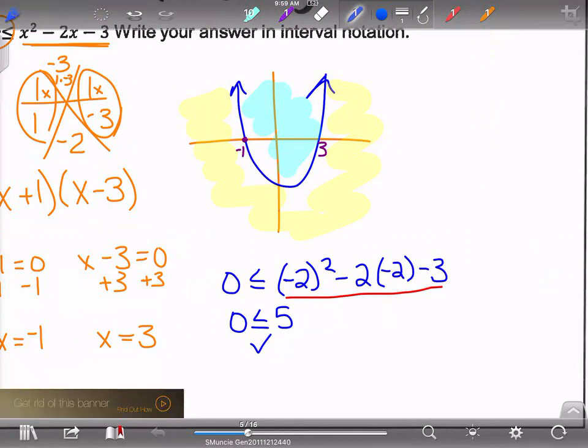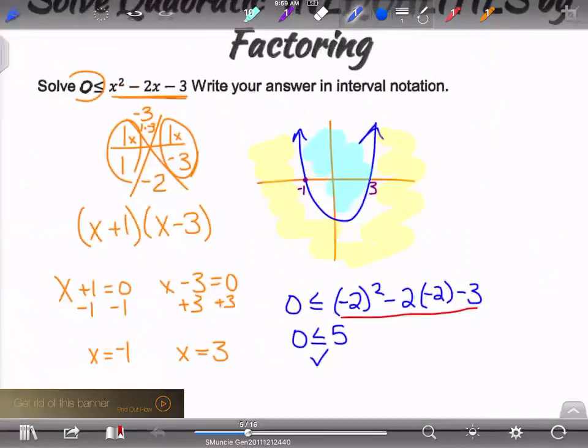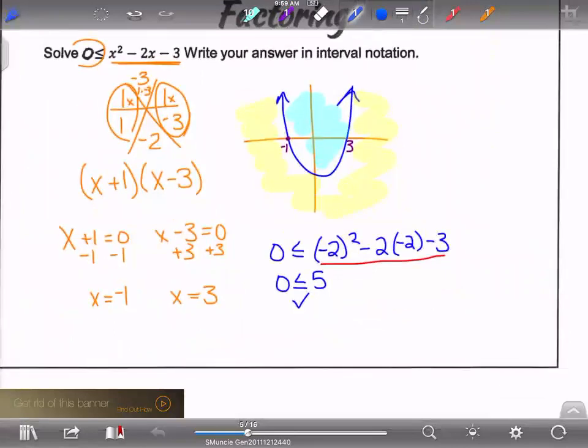So we could continue on and try to plug in a number between -1 and 3. I would use 0. If you use 0, you're going to have 0 is less than or equal to -3, which is false. So that blue region is not going to be part of your answer. And then if we plug in another value over here to the right of 3, we get another true statement. When this happens, we have two sections on our x-axis that we care about. We care about this section over here on the left and this section over here on the right. So these values and these values.